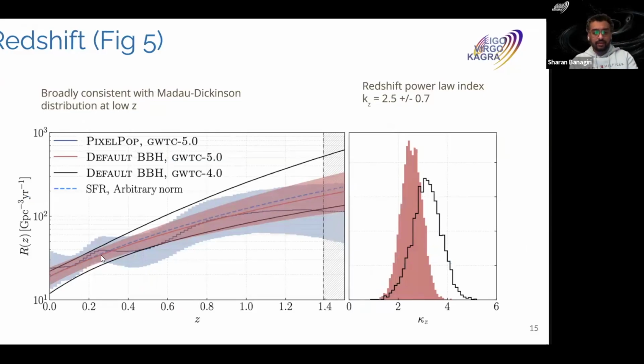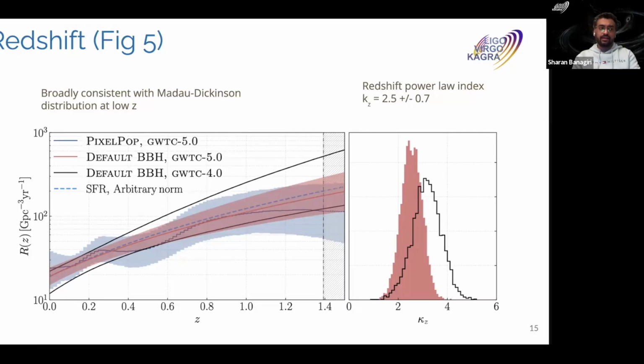We find that the plot here below shows the redshift distribution on the left, and we find that the redshift distribution is broadly consistent with star formation rate with a Madau-Dickinson-like evolution with z, which is shown using these dashed blue lines here.